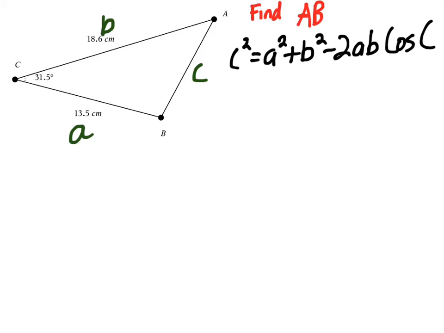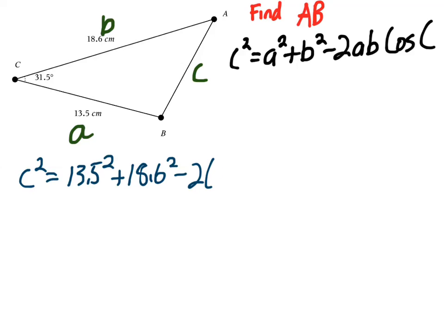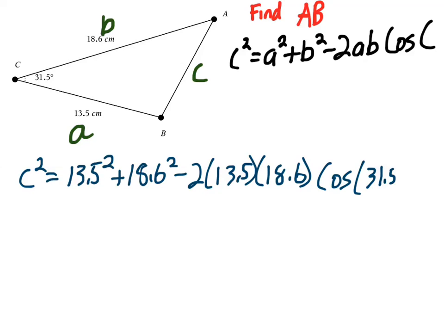Plugging everything that we know in. We don't know c, so we're going to leave c squared equal, and then put in 13.5 for A, putting in 18.6 for our B, and squaring both of those, add them together, minus 2 times 13.5 times 18.6 times cosine of 31.5. This type of problem, I can take that whole right side and type it straight into a calculator, 13.5 squared, and just type in the whole thing exactly like it looks.